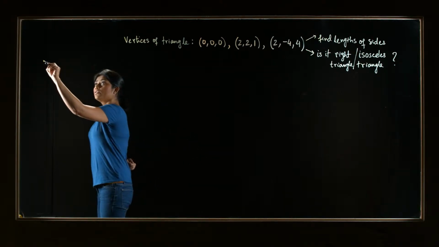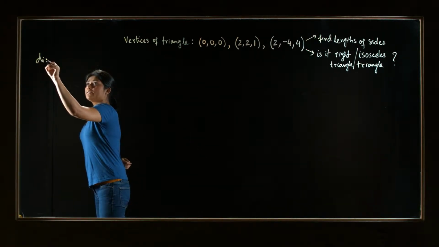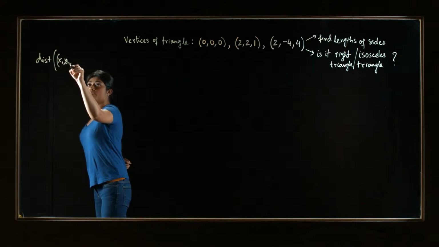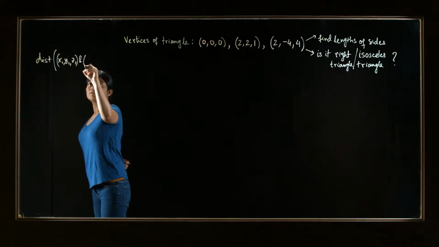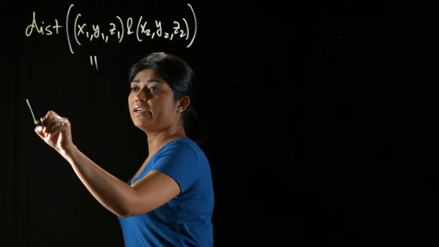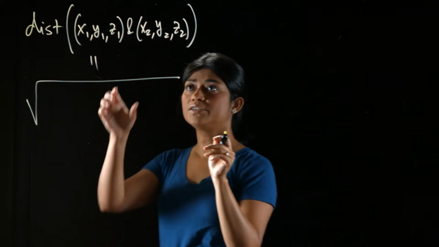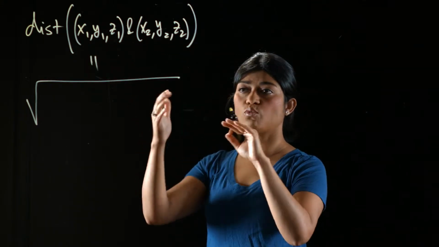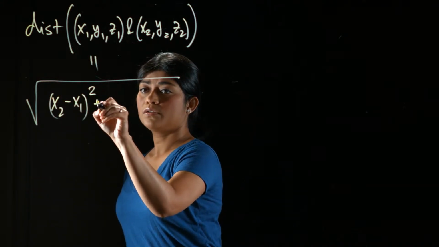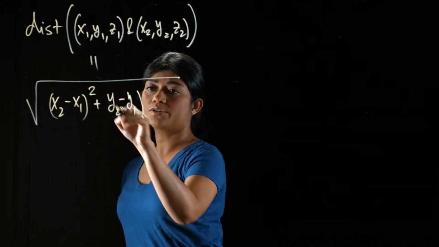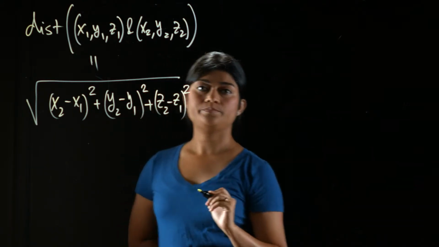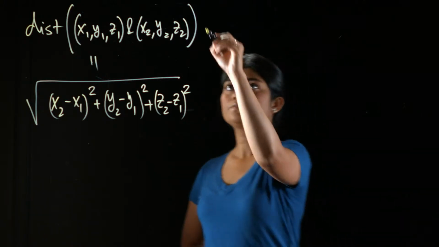So let me quickly remind you that to compute the distance between 2 points, say x1, y1, z1 and x2, y2, z2, the formula is square root of, you have to take the difference of each of these coordinates and square them and then add them together. So (x2 minus x1) square plus (y2 minus y1) square plus (z2 minus z1) square. So that's the distance formula.